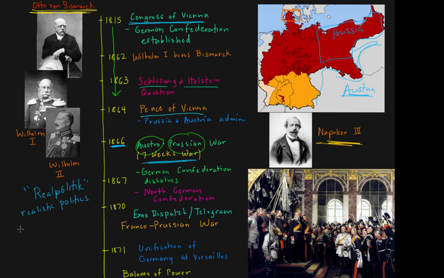Now, he was this master of realpolitik, and his way of playing realpolitik really helped Prussia become the number one country in the German Confederation, and it eventually helped unify all of Germany.